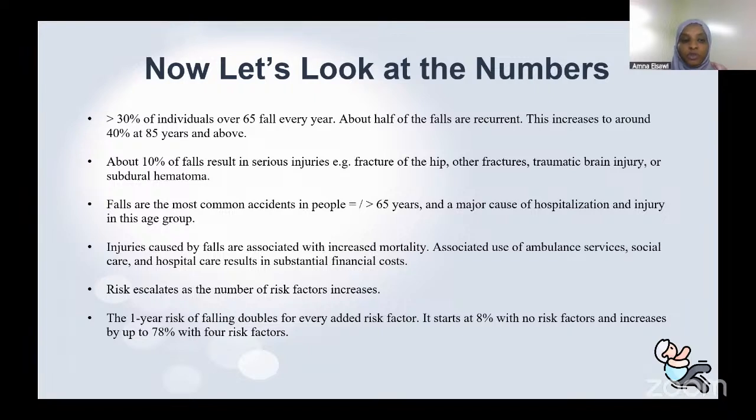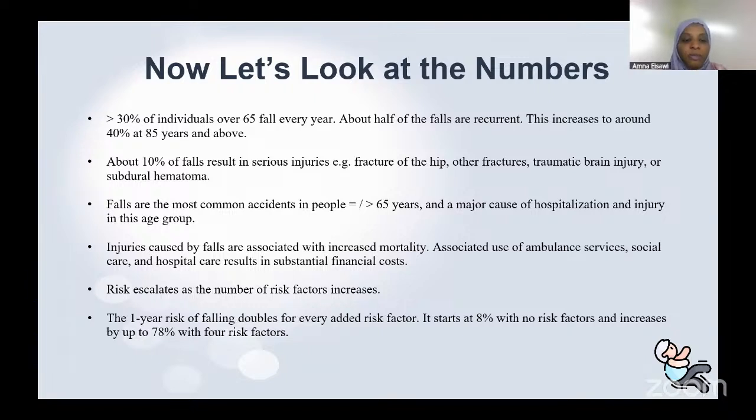About 10% of those falls result in serious injuries. Examples of that are fractures of the hips, other fractures, even traumatic brain injuries or subdural hematomas. It's very important because these are very serious complications. And we know that in elderly patients, the management of those issues becomes more complicated because they get infections from the hospital. The treatment course generally becomes poorer with age.